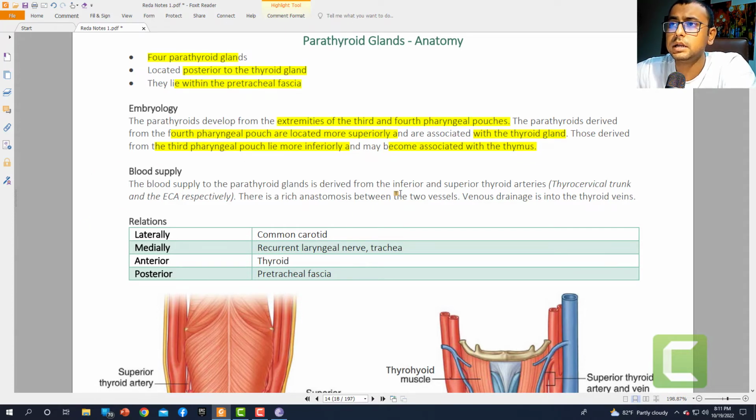The blood supply of the thyroid gland is derived from the inferior and superior thyroid arteries. Blood supply of thyroid gland derived from inferior and superior thyroid artery, that is thyrocervical trunk. Thyrocervical trunk is the main source from where the inferior thyroid artery came from. And the superior thyroid artery is also from the thyrocervical trunk. There is a rich anastomosis between two vessels. So these two, superior and inferior, are anastomosing with each other.